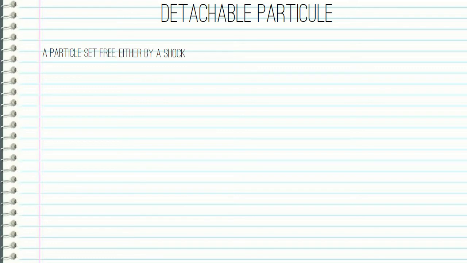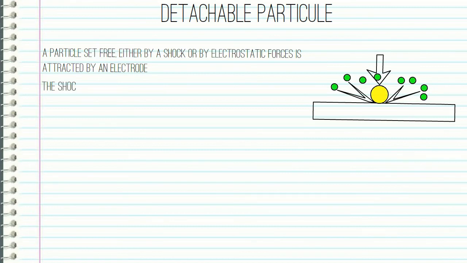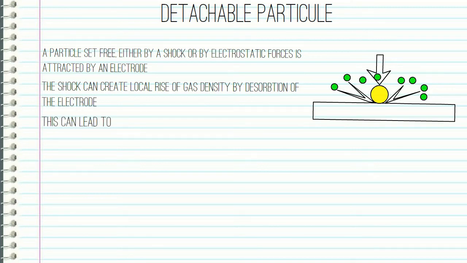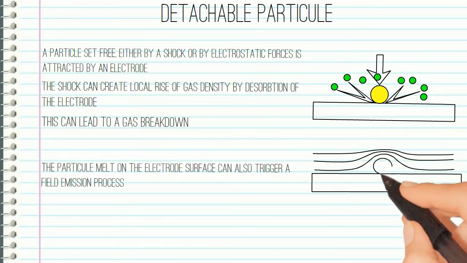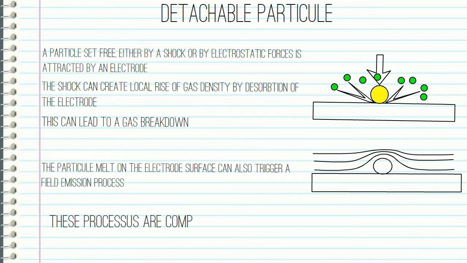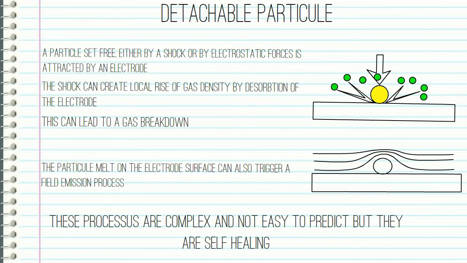A particle set free, either by a shock or by electrostatic forces, is attracted by an electrode. This shock can create a local rise of gas density by desorption of the electrode. This can lead to a gas breakdown. The particle melting on the electrode surface can also trigger a field emission process. These processes are complex and not easy to predict, but they are self-healing.